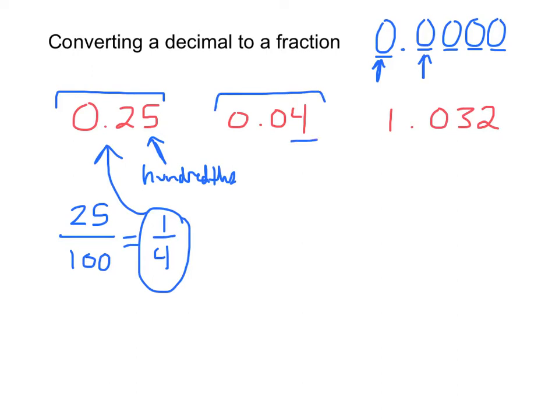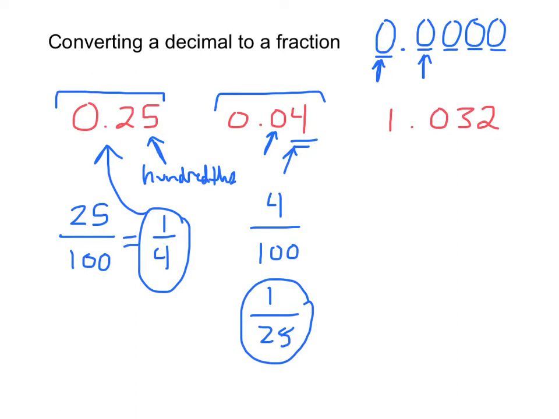The 4 is in what place? Well, tenths, hundredths. The 4 is in the hundredths place, so it's 4 100ths. And 4 goes into 100 25 times, and into itself once. 100 divided by 4 is 25, so the final answer in lowest terms is 1/25.